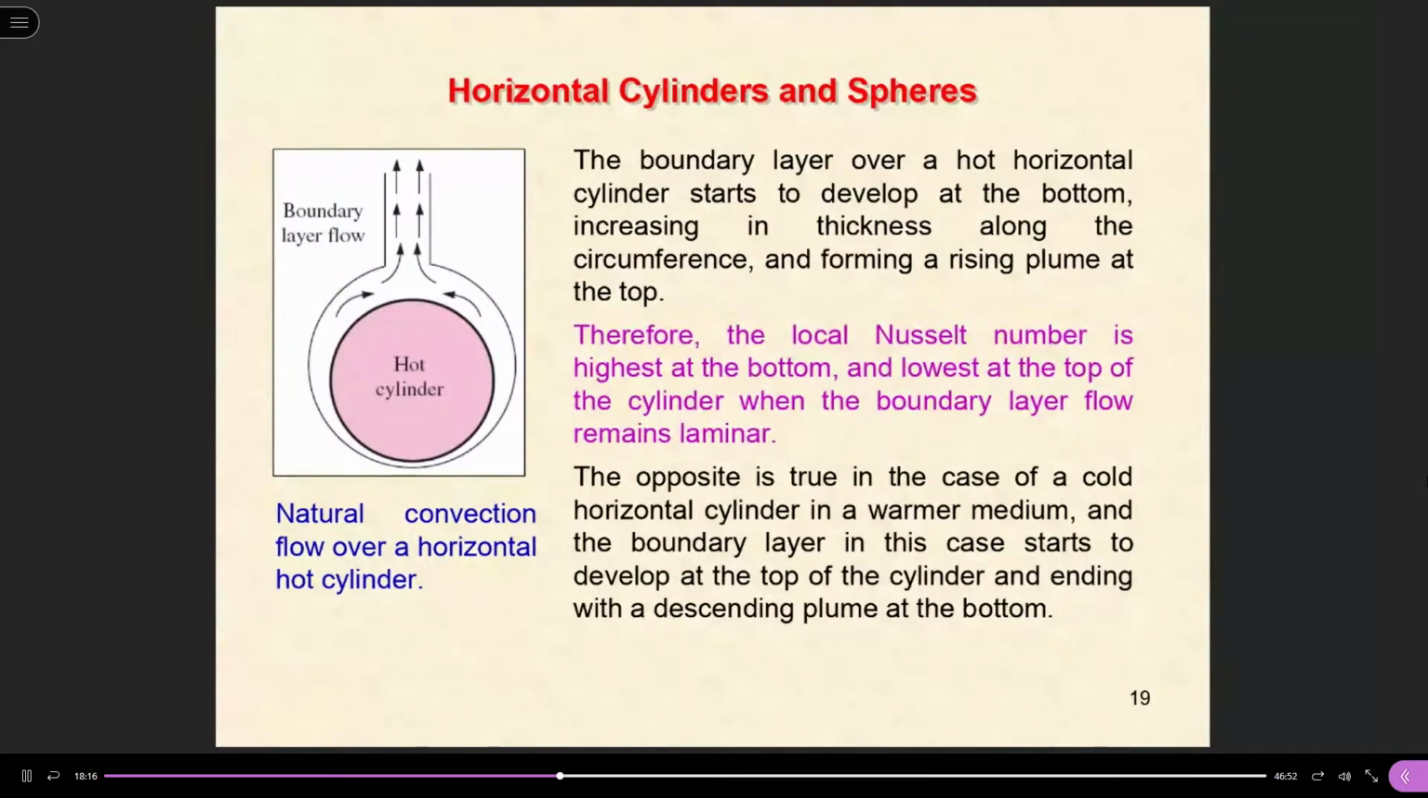Now I spend some time to explain the horizontal cylinders and spheres. Natural convection around the cylinder. This is a cylinder, right? So the flow around the hot cylinder will be like this. In fact, you would have a different heat transfer coefficient. You have a higher heat transfer coefficient here, and lower here because of the temperature gradient.